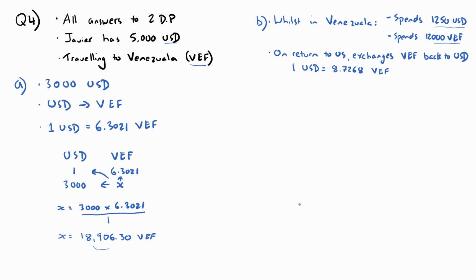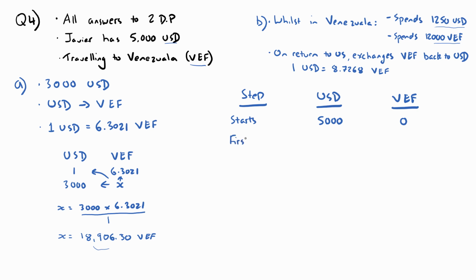So I'm going to set up a little step table. So step, and then I'm going to look at US dollars and Venezuelan bolivars, and at each step calculate how much of each currency Javier has. So he initially starts with, actually I'll remove the underline. He starts with 5,000 US dollars and 0 Venezuelan bolivars. This is before we even do Part A.